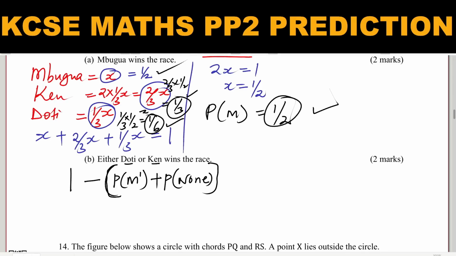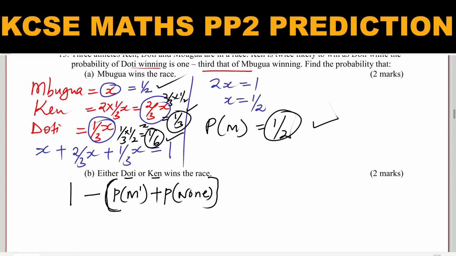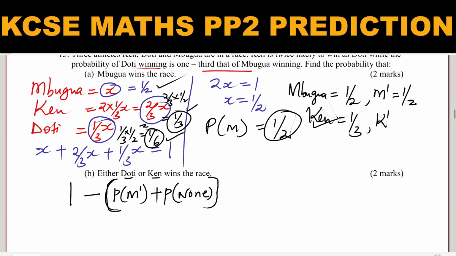So we already have the probabilities, I can list them here. The probability of Mbogwa winning will be a half. So Mbogwa not winning, the probability will be also a half. Then for Ken, the probability of Ken winning is 1/3. So the probability of Ken not winning will be 2/3. Then the probability of Dottie winning is 1/6. Then the probability of Dottie not winning will be represented by 5/6.